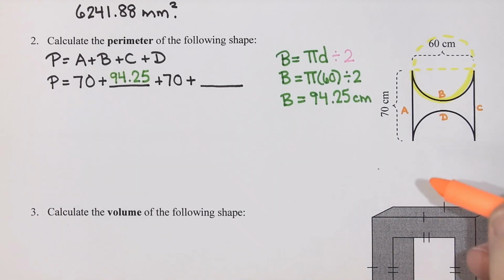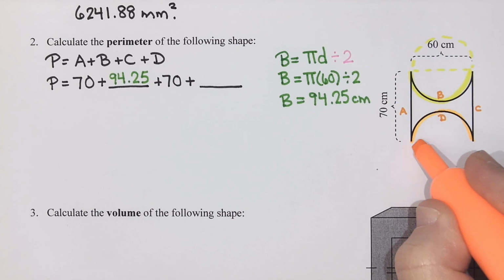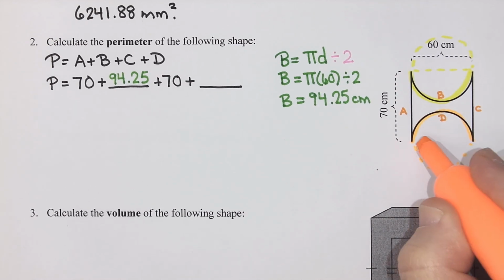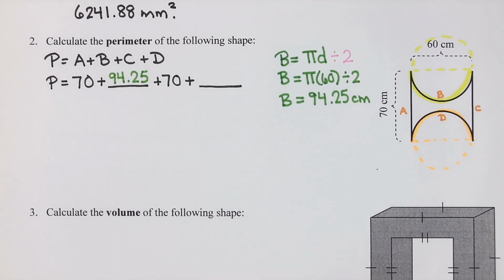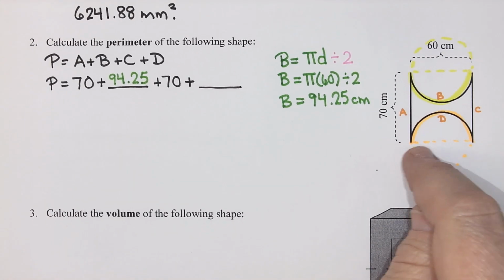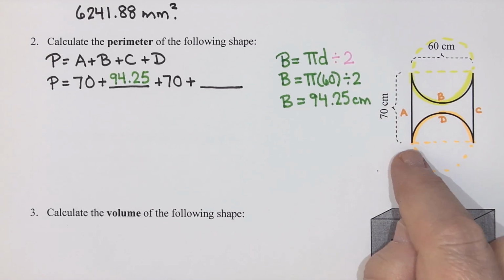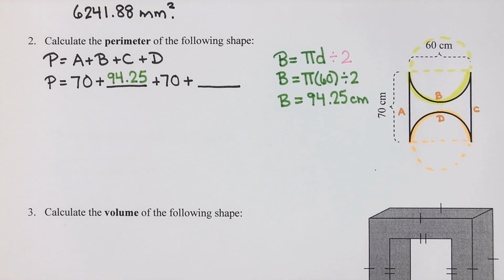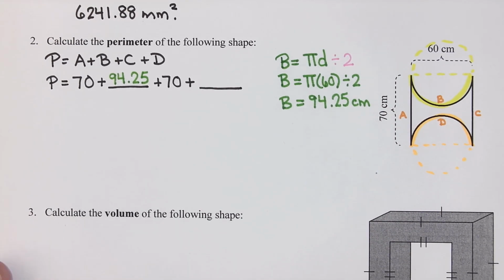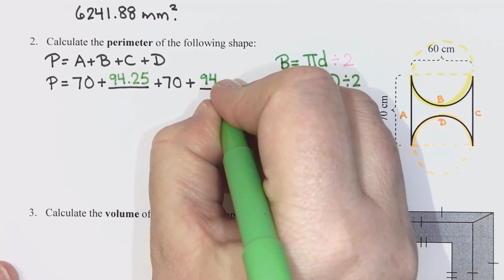So if I look at D, it is also half of a circle, and the diameter is also 60 centimeters. So side D is actually going to be the same size as side B because the circle has the same diameter, which means I don't need to do another calculation. I can just reuse the 94.25.